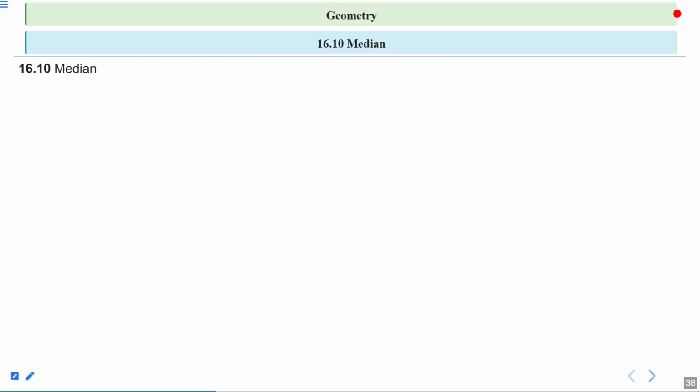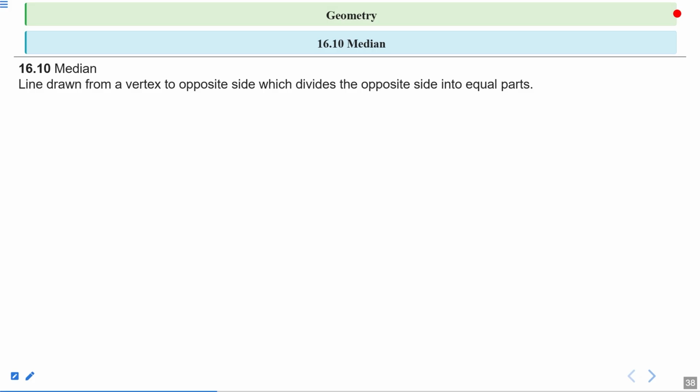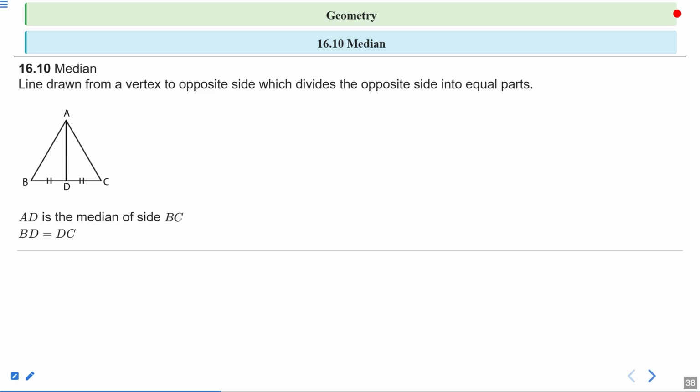Now next one is median. A line drawn from a vertex to the opposite side which divides the opposite side into equal parts is called a median. So AD is the median which bisects BC into two equal parts. It means BD equals DC. So AD is the median of side BC. So BD equals DC.